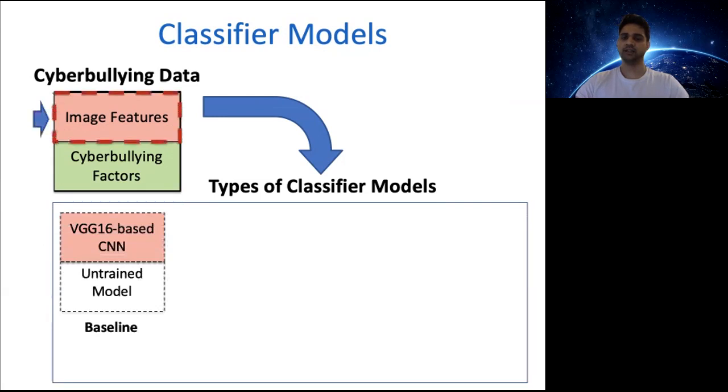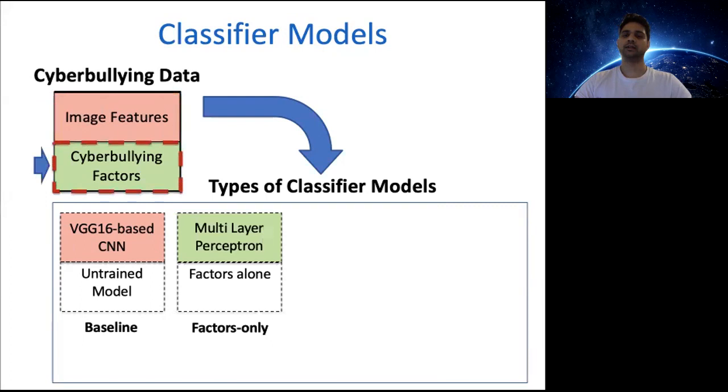The first classifier is the baseline model, which is based on the untrained VGG16, a popular convolutional neural network. We directly trained the baseline model with the low-level image features. Our intuition behind choosing this baseline model is because we want to include use cases that are common among most of the existing detectors. The second classifier is a multi-layer perceptron that is trained on the cyberbullying factors only.